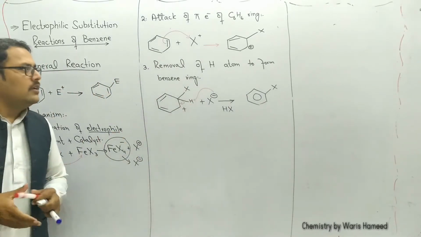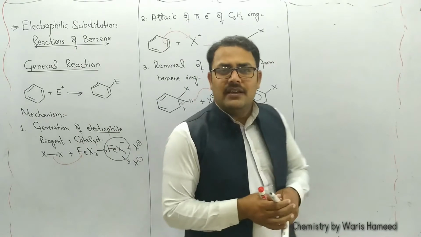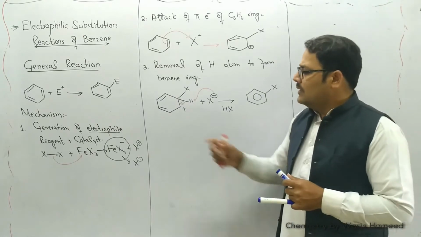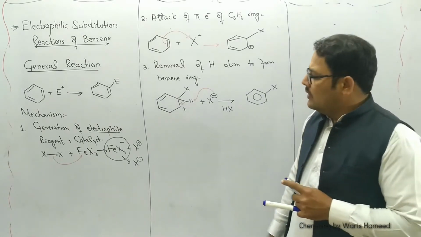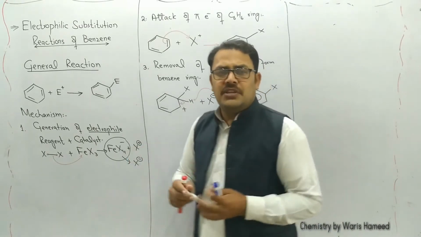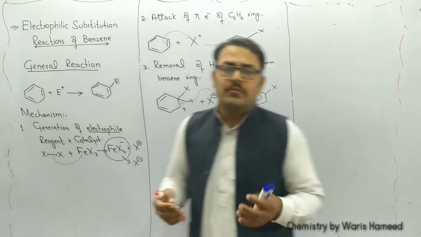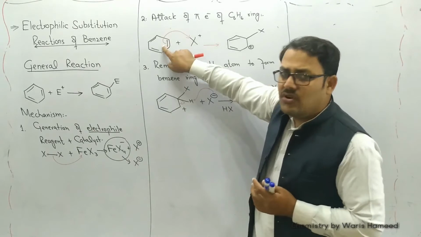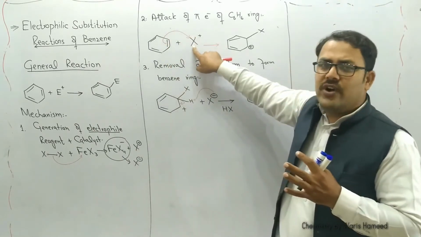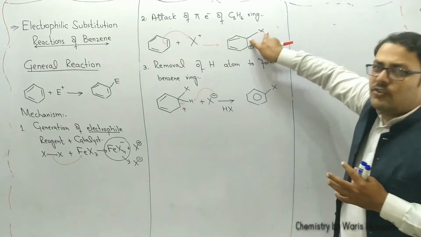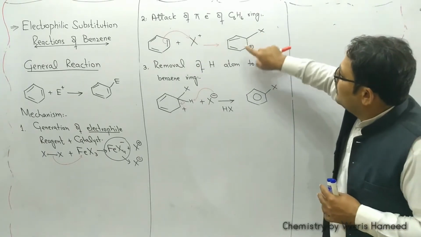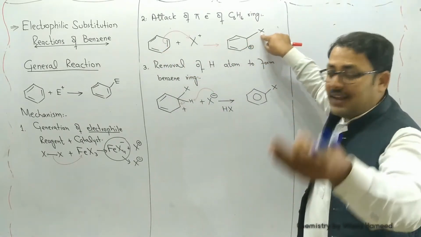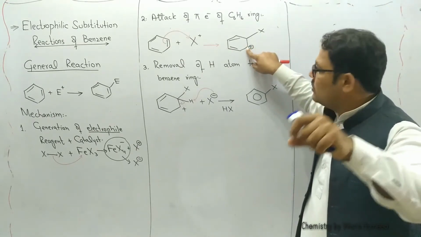The substitution of benzene ring occurs through three different steps. First step is the generation of electrophile. In this case, electrophile is generated, and we know that electrophile is a species that has the tendency to attract electron pair. In second step, pi electron of benzene ring attacks that electrophile and forms a bond between electrophile and the ring of benzene. As this bond is now formed between carbon and that electrophile, this carbon has deficiency of electrons.